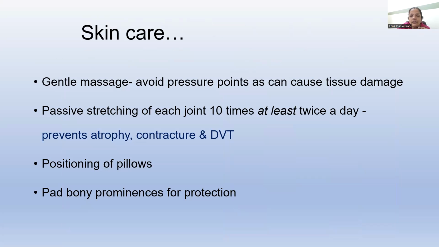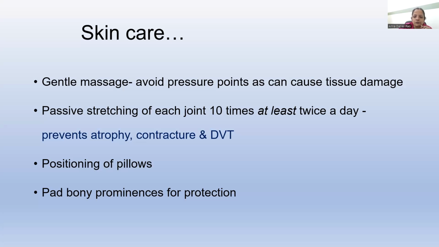Further, passive stretching of each joint is very essential. This will prevent atrophy of muscles, and also it will prevent contracture and development of deep vein thrombosis. At least twice a day, all the joints should be stretched. This can be passive stretching or active stretching, depending on the patient's condition.